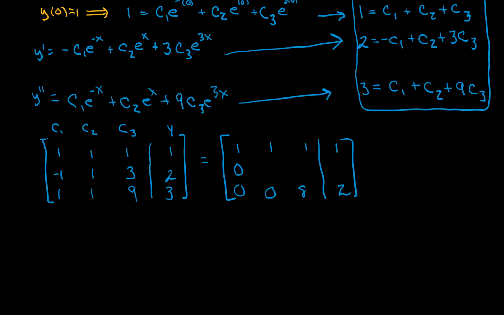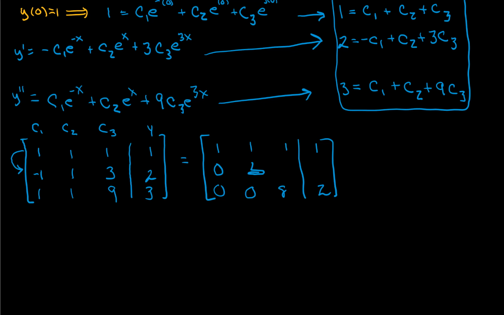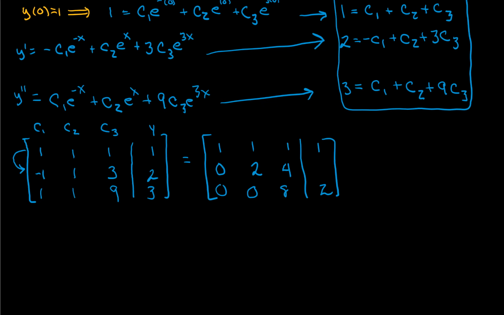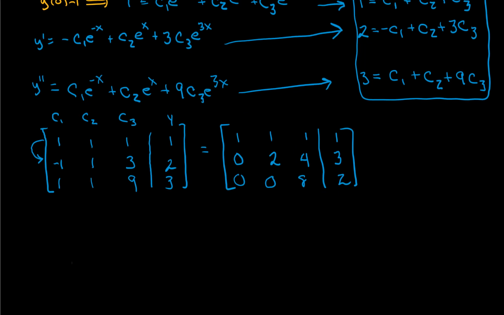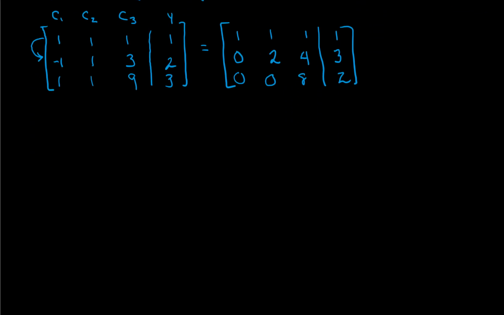Now, I got focused on cleaning up the first column, and what I need to do is finish off adding row 1 to row 2. 1 plus a -1 is 0. 1 plus 1 is a 2. 1 plus a 3 is a 4. And then on the right-hand side, 1 plus 2 is 3. Okay, so I've accomplished in the first step zeroing out one of the columns. So I just have a 1 and everything else is 0.